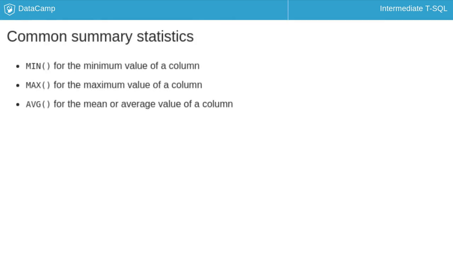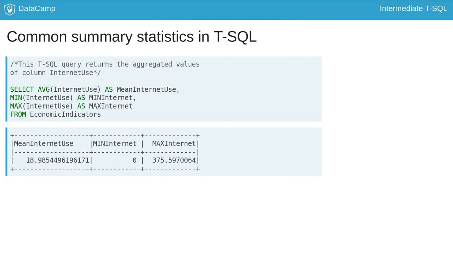You can calculate common summary statistics such as the minimum, maximum, and average of each column by using the min, max, and average functions respectively. As you can see on this slide, you need to pass a column name to the relevant functions to calculate the summary statistics. Note that all of the keywords, such as select, from, and where, along with the function names, are written in capital letters. T-SQL is by default case insensitive, so you don't have to write them in any particular case, but capitalizing keywords and function names is a standard convention.